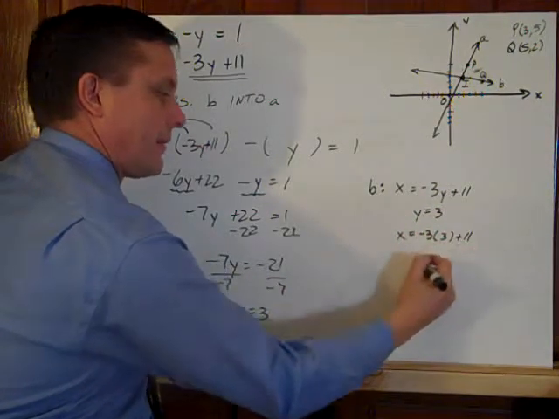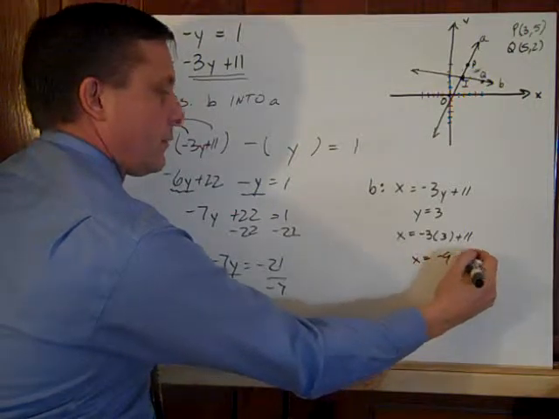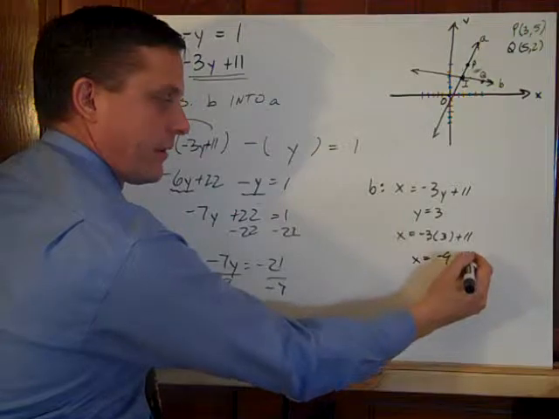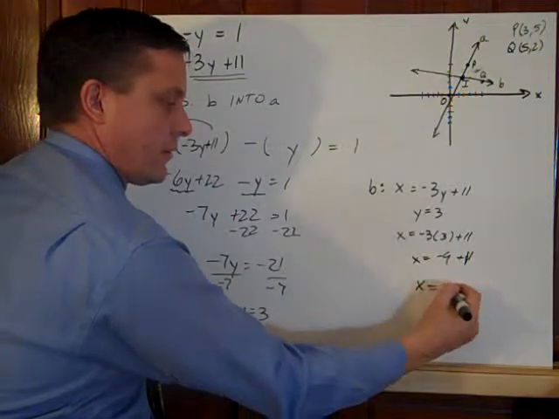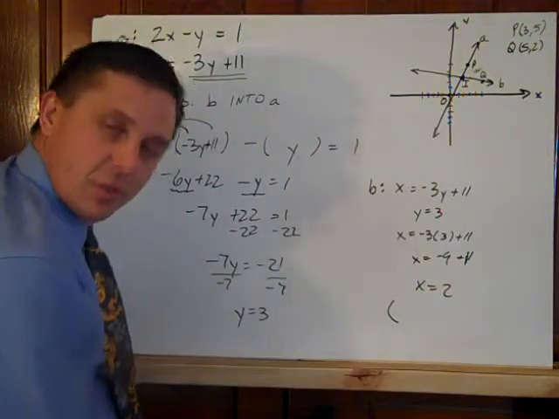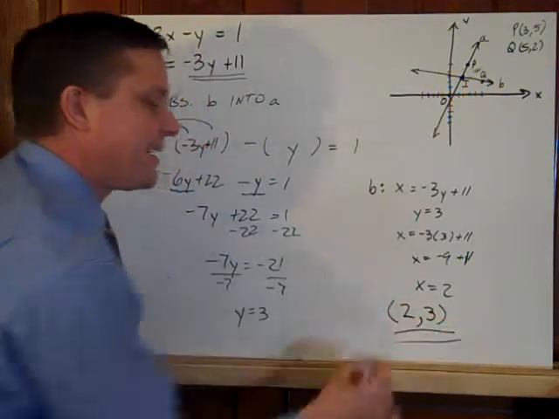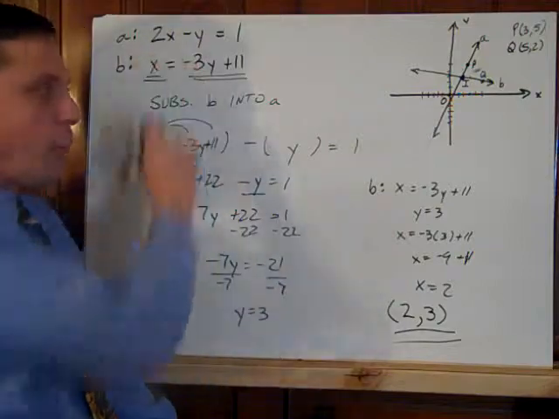And if I start graphing this and do the math fast, negative 3 times 3 is negative 9. Negative 9 plus 11 is 2. So now I got x is 2, y is 3. Well, that's an ordered pair, (2, 3). That is the point that makes both of these equations true.